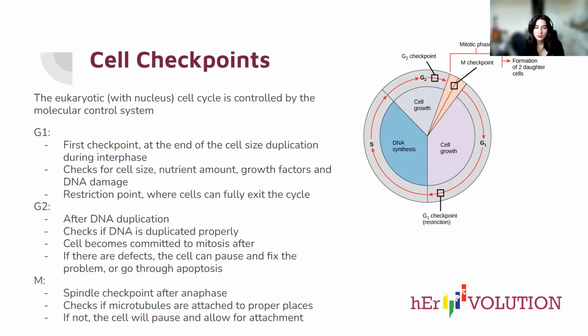And if the cell is at proper size, it'll continue. And if it has proper nutrients and growth factors, it'll continue. This is also the restriction point. So if there is any DNA damage, the cells can fully exit the cycle without being destroyed.